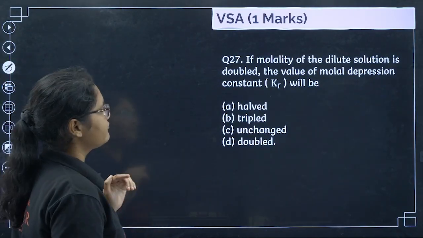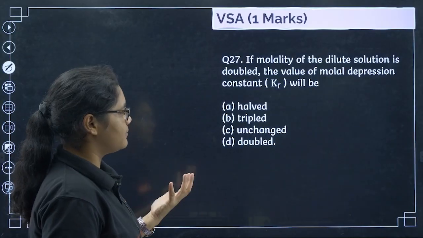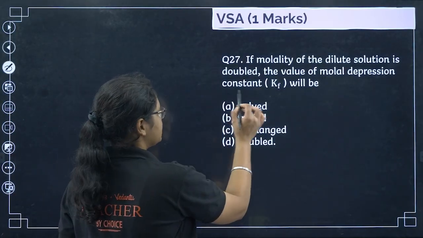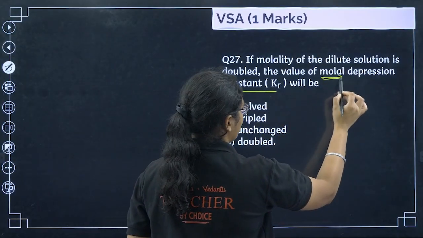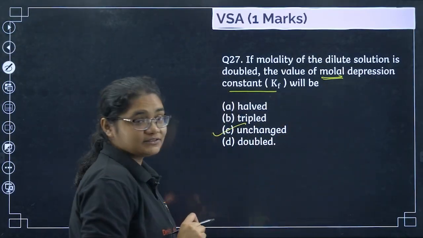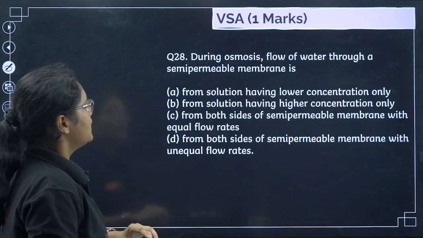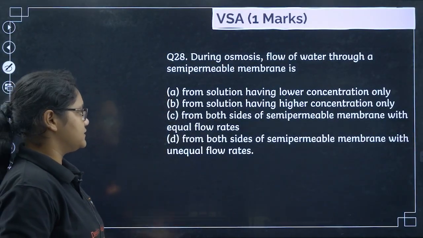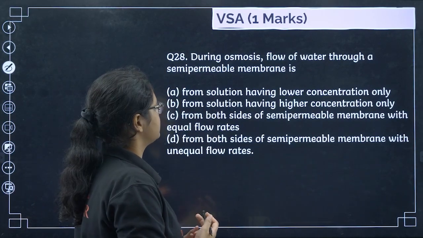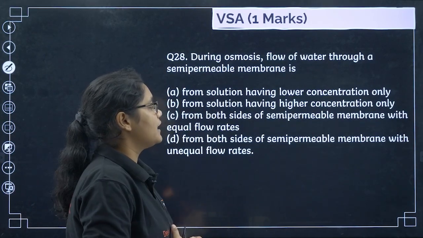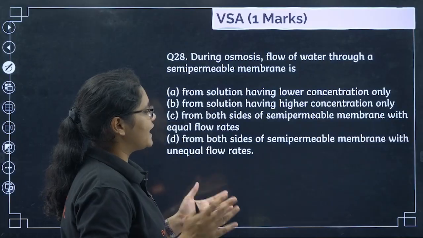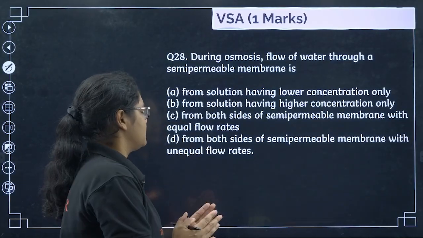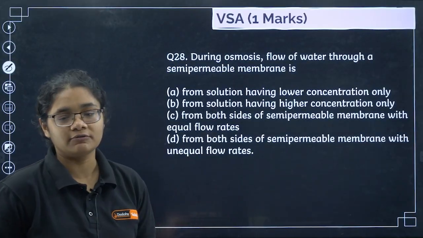Next question, if molality of the dilute solution is double, the value of the molar depression constant will be. So remember, this constant is only temperature dependent, it doesn't depend on the molality, so it will remain unchanged, option number C here. Next, during osmosis, the flow of water through a semi-permeable membrane is from solution having lower concentration only, from solution having higher concentration only, from both sides of the semi-permeable membrane with equal flow rates, from both sides of the semi-permeable membrane with unequal flow rates.